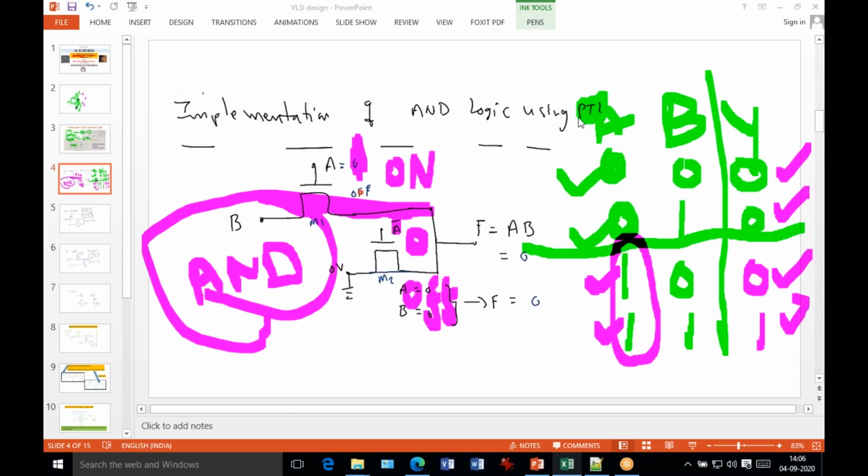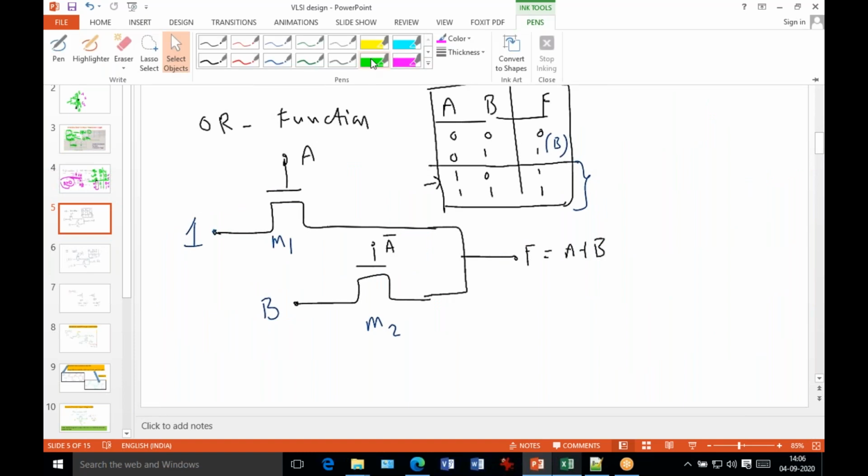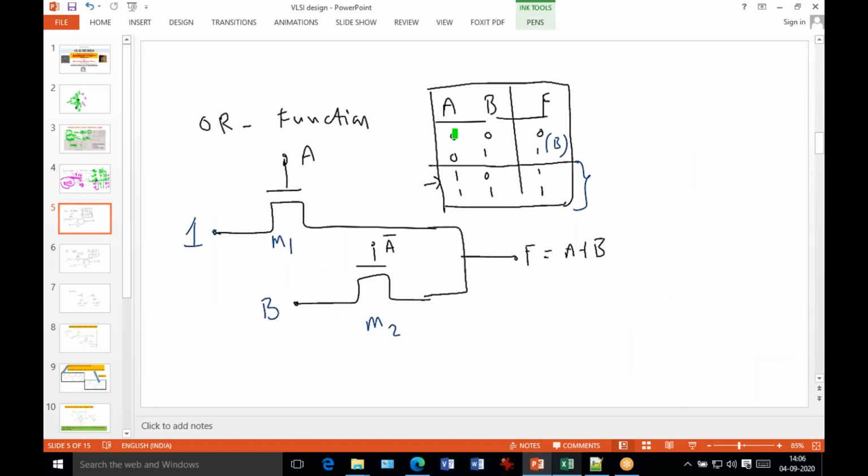Now, I think you understand the AND logic, so now we go for the OR logic design. Okay. So now in this case, again I put these two conditions. If my A input is 0, so this is 0, and here this is 1.